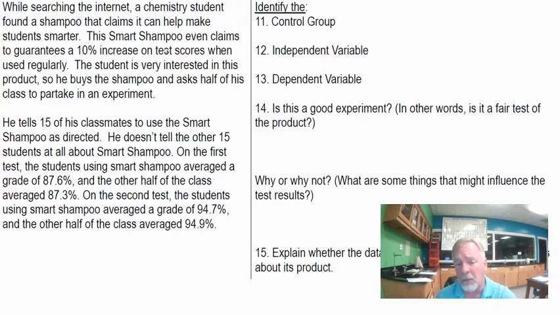Is this a good experiment? Number 14. Well, there's so many things we could talk about here. We did do 2 trials, so that's good. But 2 trials still isn't a lot. We could do more. We only used 15 students in each group. That's very, very small. We should have used way, way more.